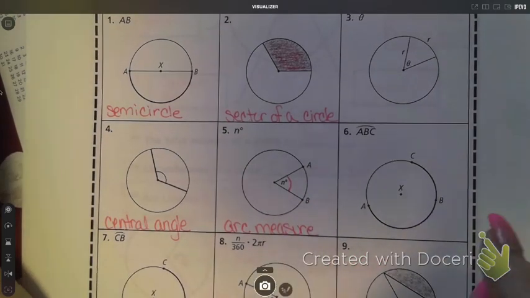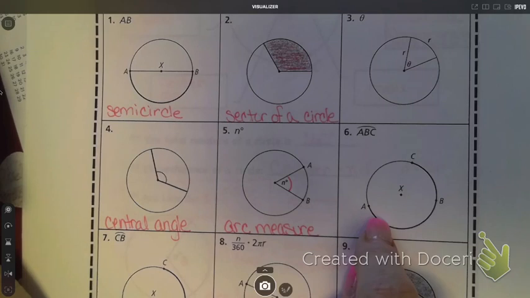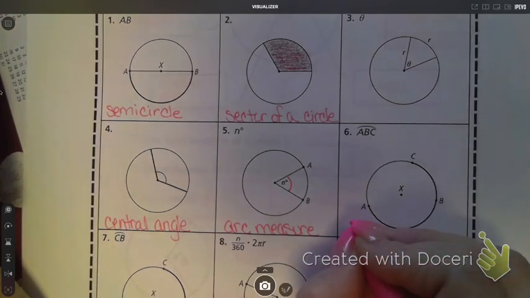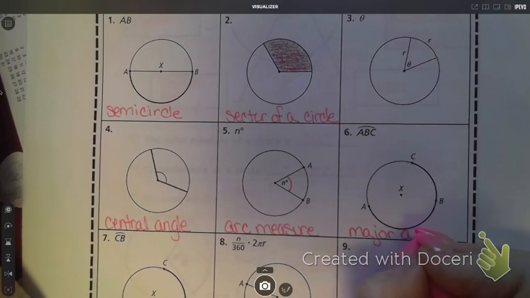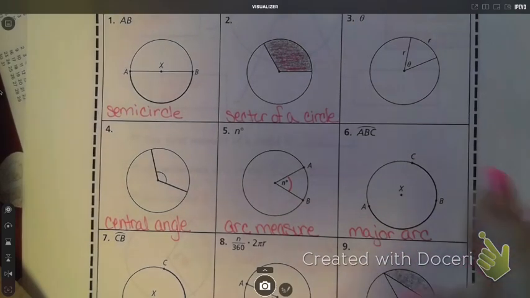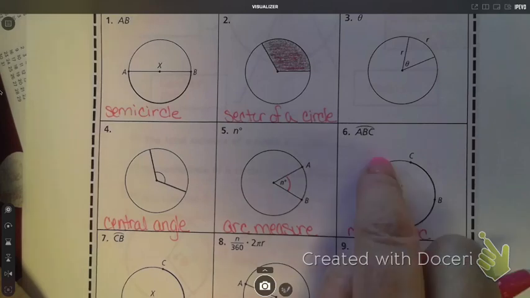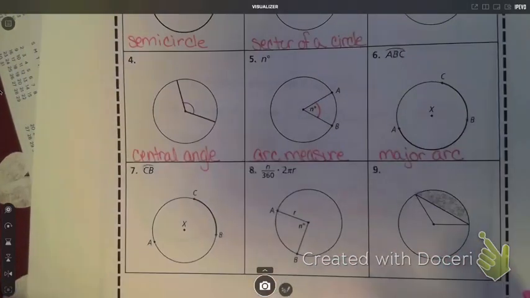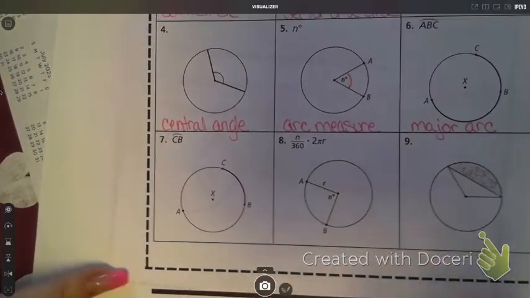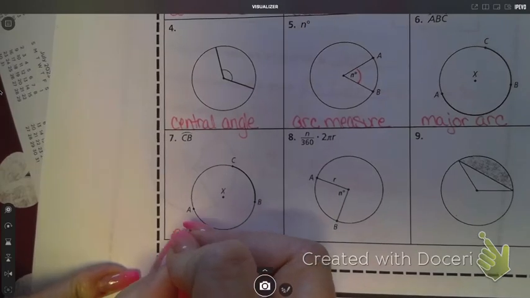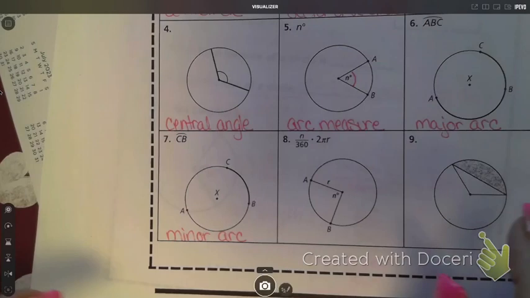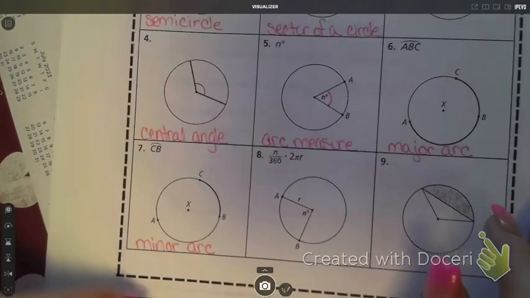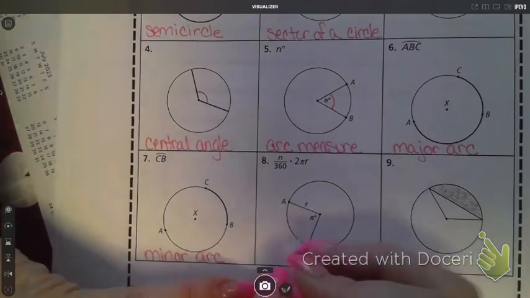Okay. So 6. Major arc. How'd you know it was a major arc? Because it's a lot bigger than 7. Yep, it's a lot bigger than what's left. And it is bigger than 7, and 7 would be what? Minor. Minor arc. Okay. Now what's 8? Yep.